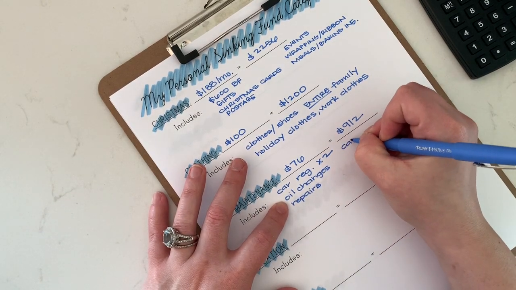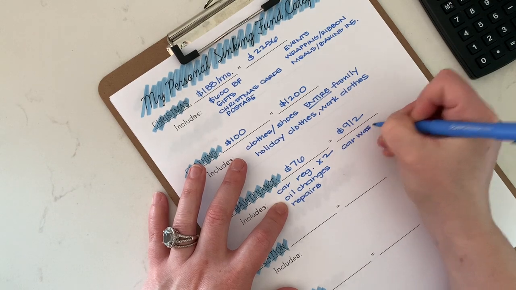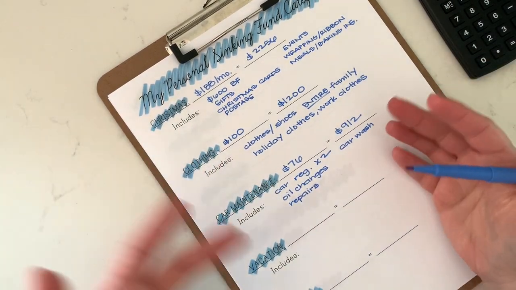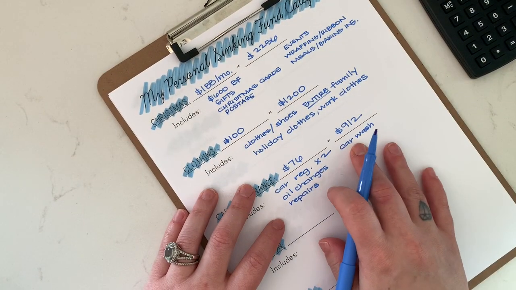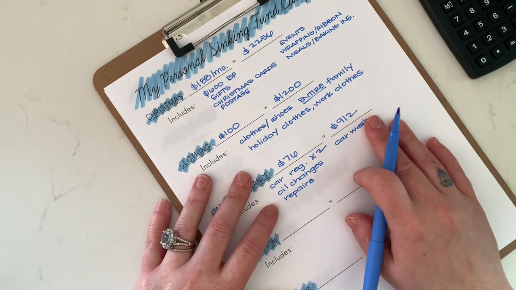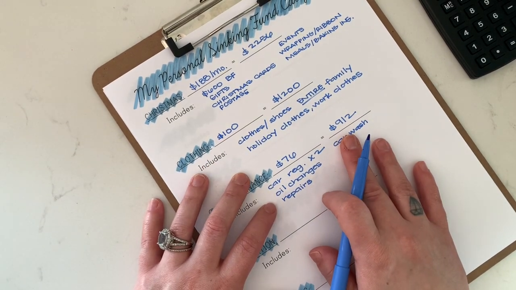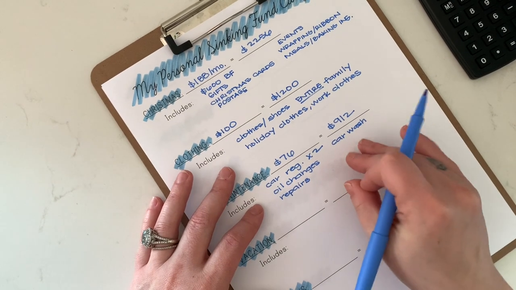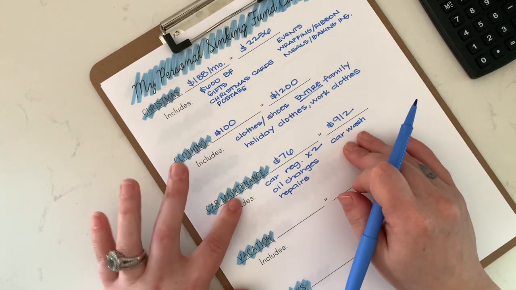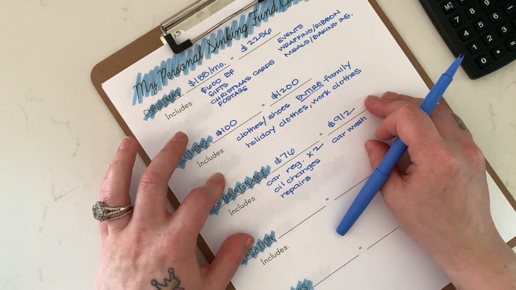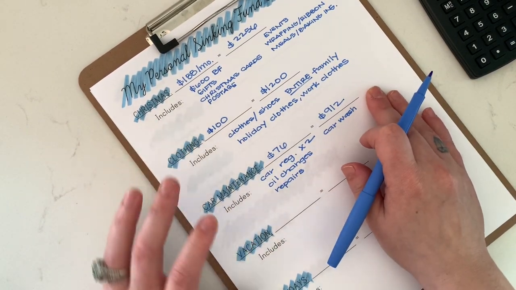Any car washes, any accessories, air fresheners, anything like that, that would all come out of here. We paid for all weather mats for our lease vehicle, so that amount came out of here. Wiper fluid, wiper blades, anything like that, that would all come out of this sinking fund. So that's all something that you want to keep in mind too when you are calculating an amount like this.